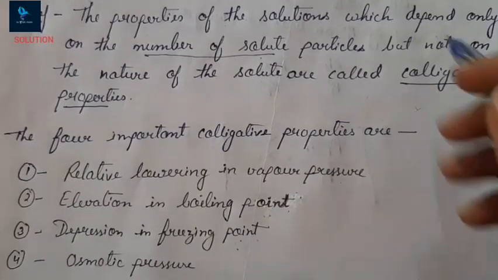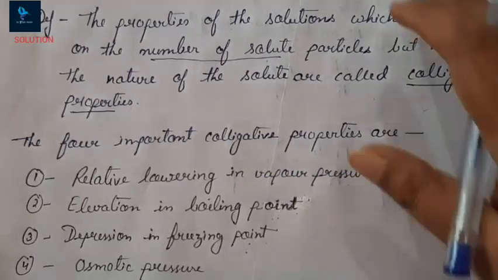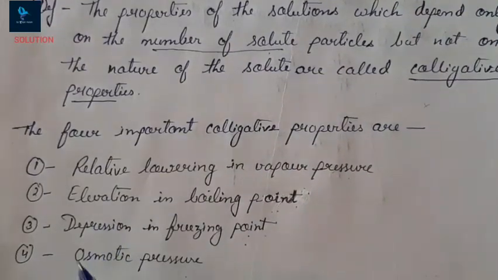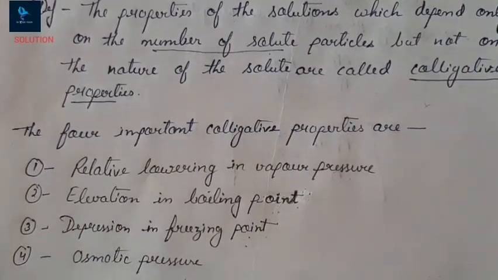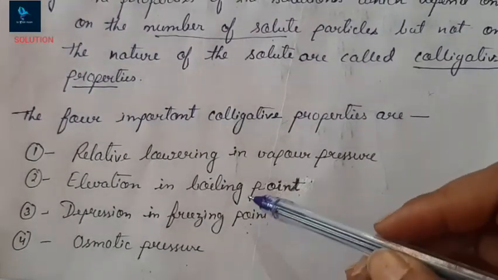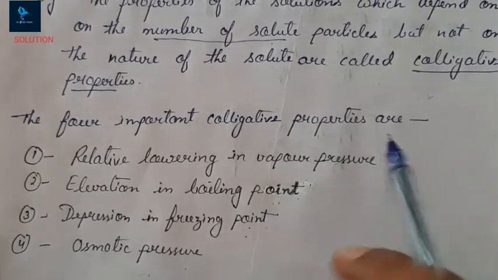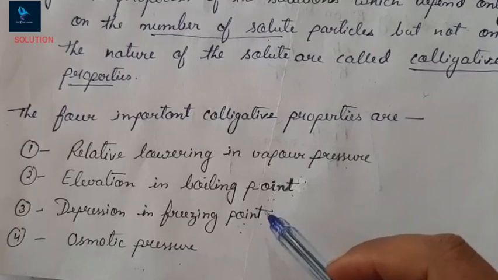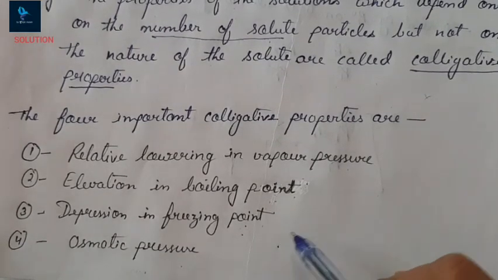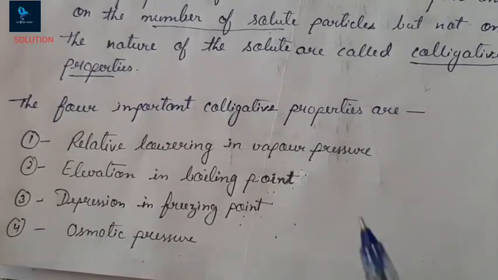There are four colligative properties. The first is relative lowering in vapor pressure, then elevation in boiling point, depression in freezing point, and the last is osmotic pressure. We have studied all these properties in my previous video. If, for any reason, the concentration of the solute is affected, that would logically affect the colligative property.